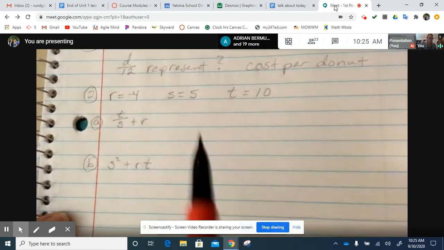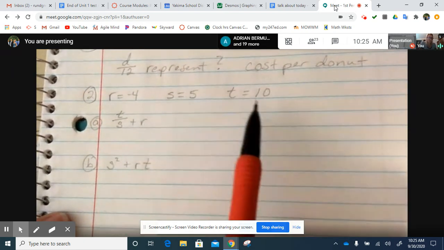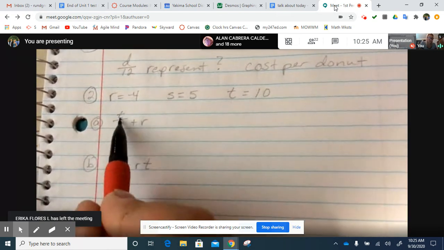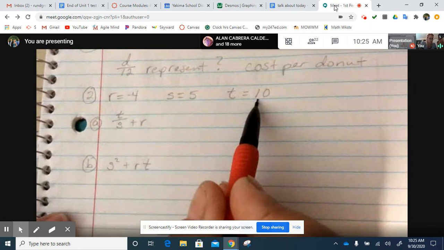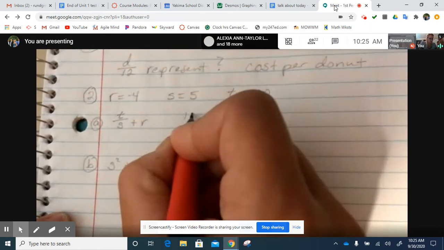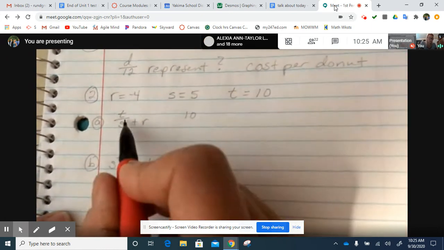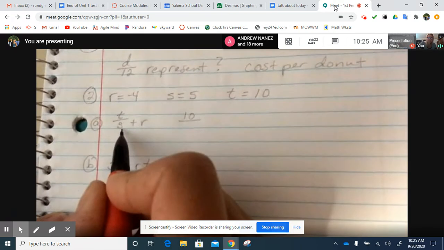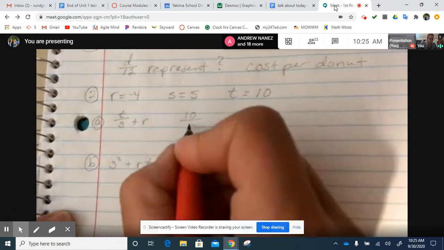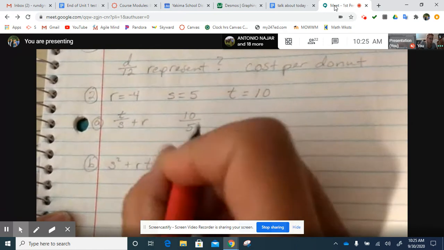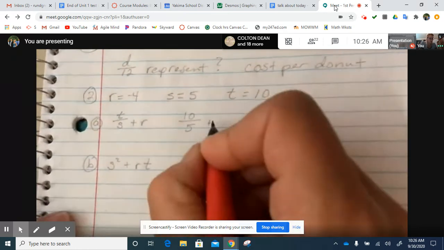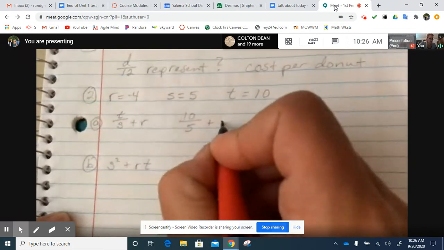Okay, so now we can just start taking these numbers and plugging them into the expressions. So let's start with our t. We know that t is 10. So let's write that down, 10. And then we have our division line. And then we have s, and s is 5. And then we're going to be adding r, and r is a negative 4.